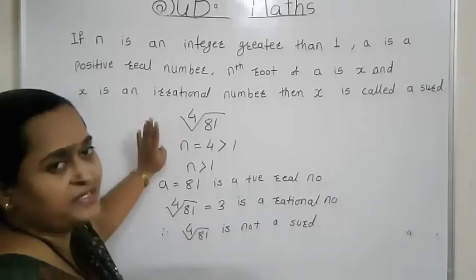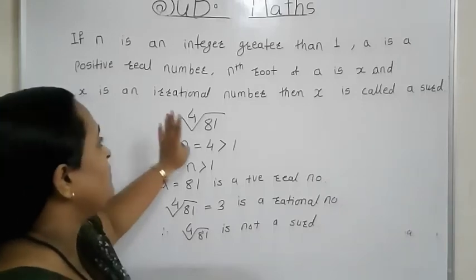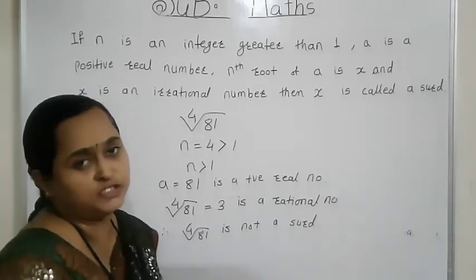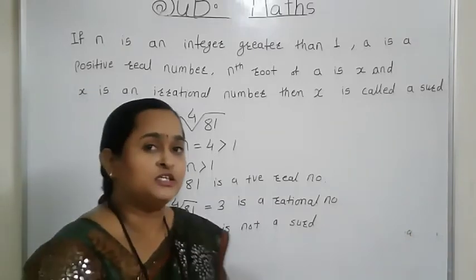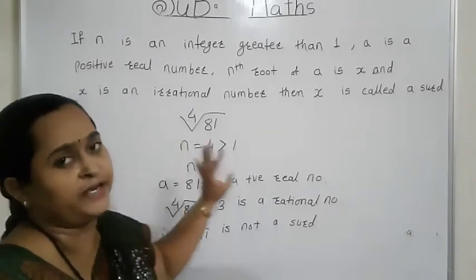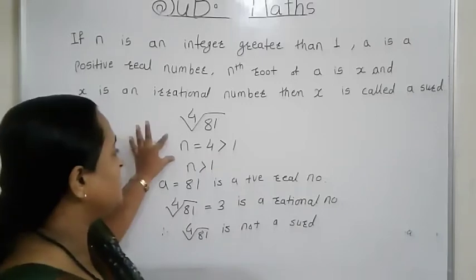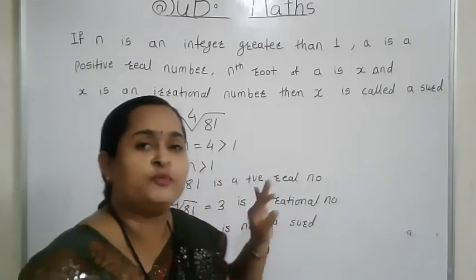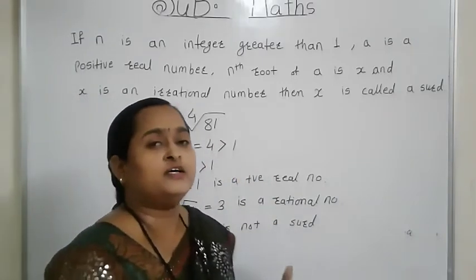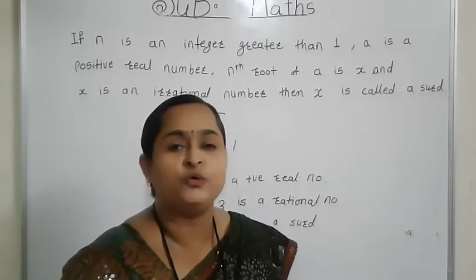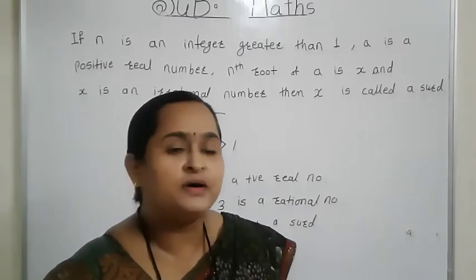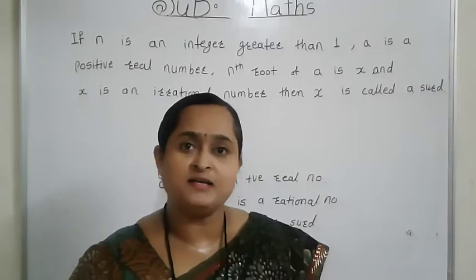Suppose any number is given, then we can identify. Now see, three conditions we have to check here. First condition, the order of the surd should be greater than 1. Second condition, the radicand should be a positive real number. Third condition, the nth root of a should be an irrational number. Then the given number is a surd.